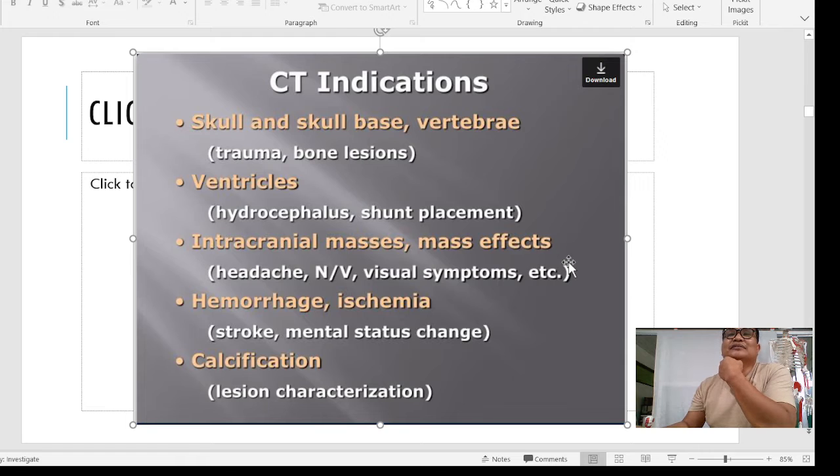Its size is increasing. Hemorrhage or ischemia. Okay. So usually this is done in the acute stage, during a stroke, immediately, if you want images of the brain. Instead of using MRI, you use CT scan because CT scan is more sensitive in the acute stage. But after 3 days, then you can have an MRI.